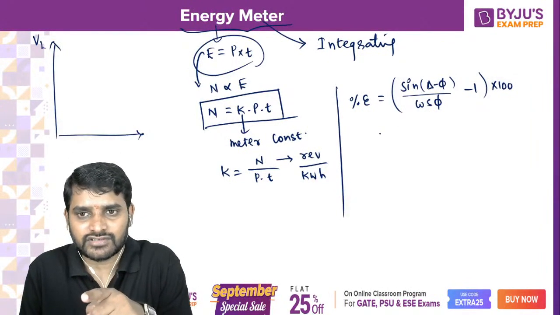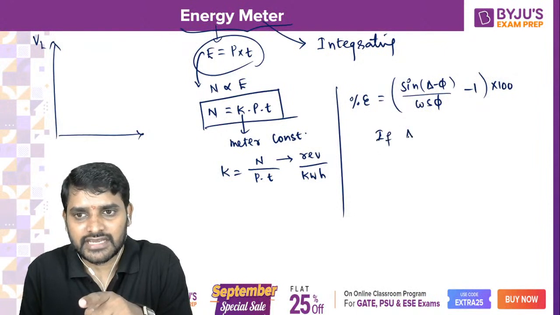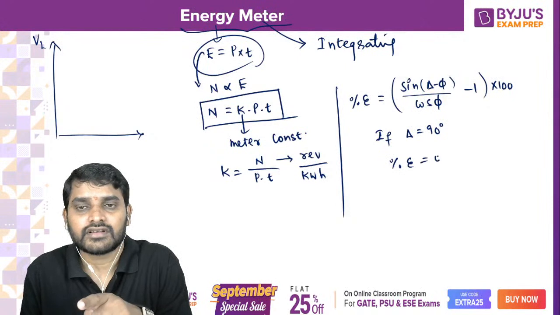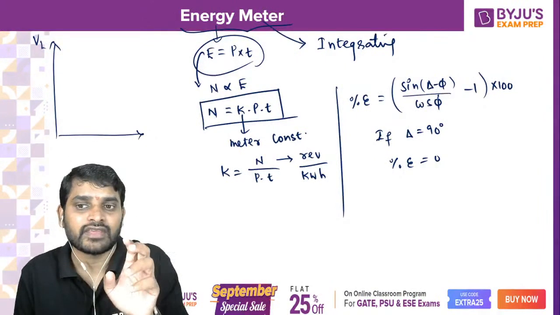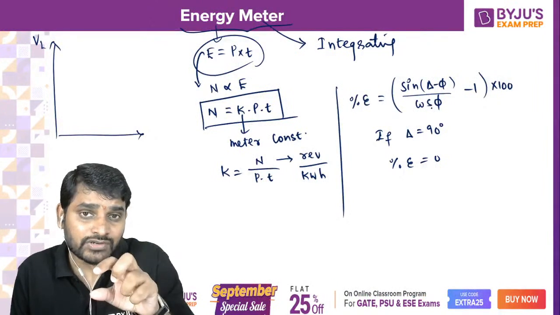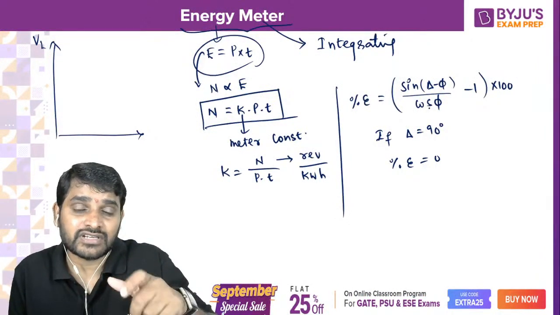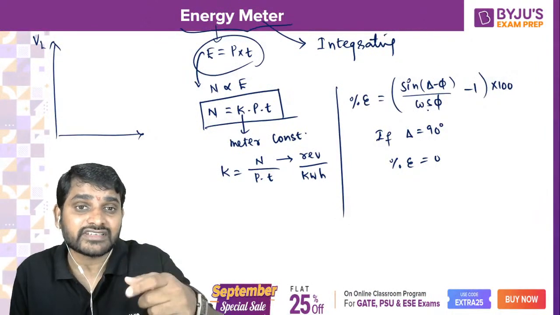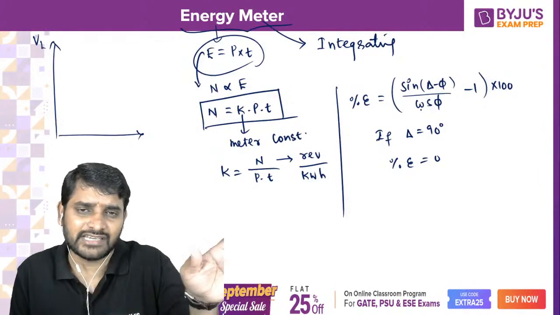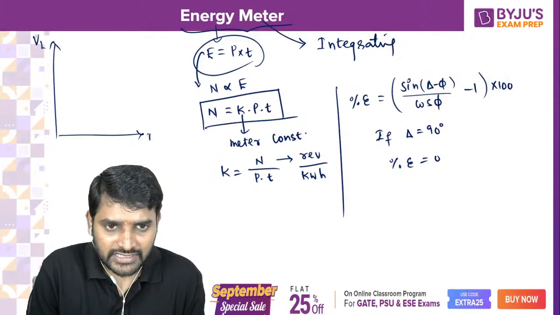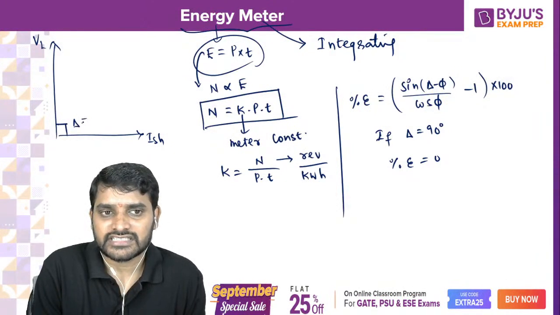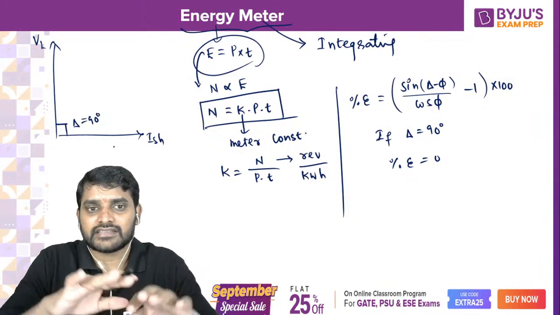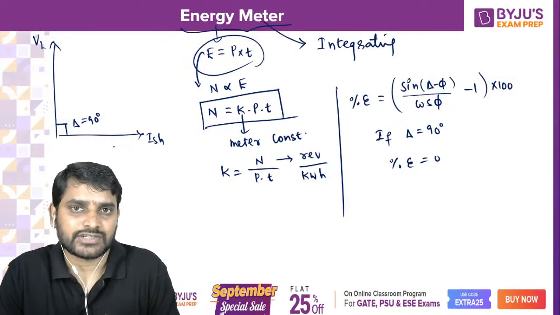If delta equals 90, then the error will be 0. Sine 90 minus phi is cos phi. Cos phi divided by cos phi is 1. 1 minus 1 is 0. Getting delta equal to 90 means you are designing the shunt magnet with pure inductive nature. That is highly impossible. So if the shunt current is perpendicular, that is delta equal to 90, then you will get error as 0.